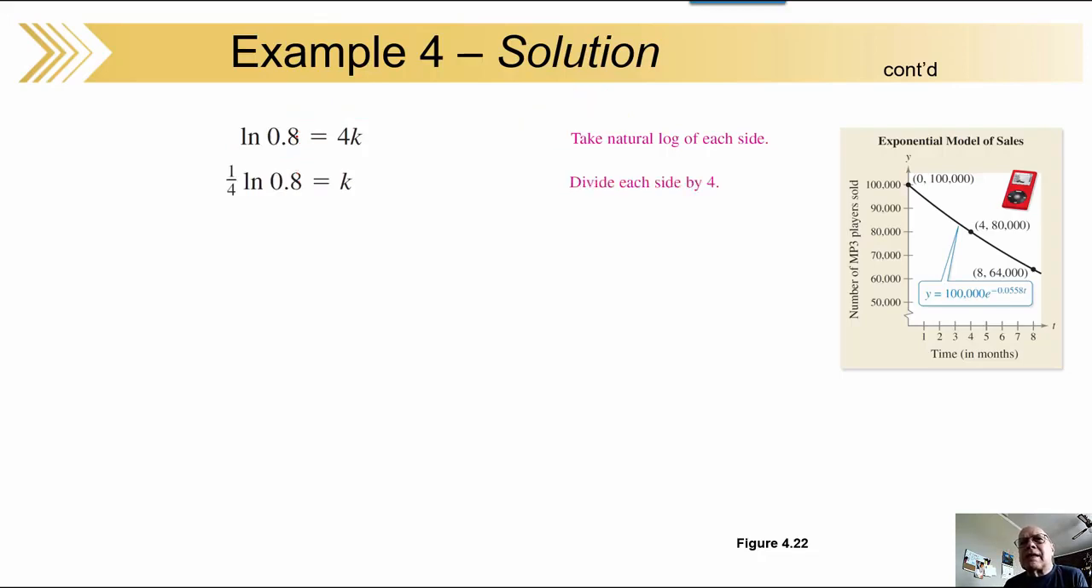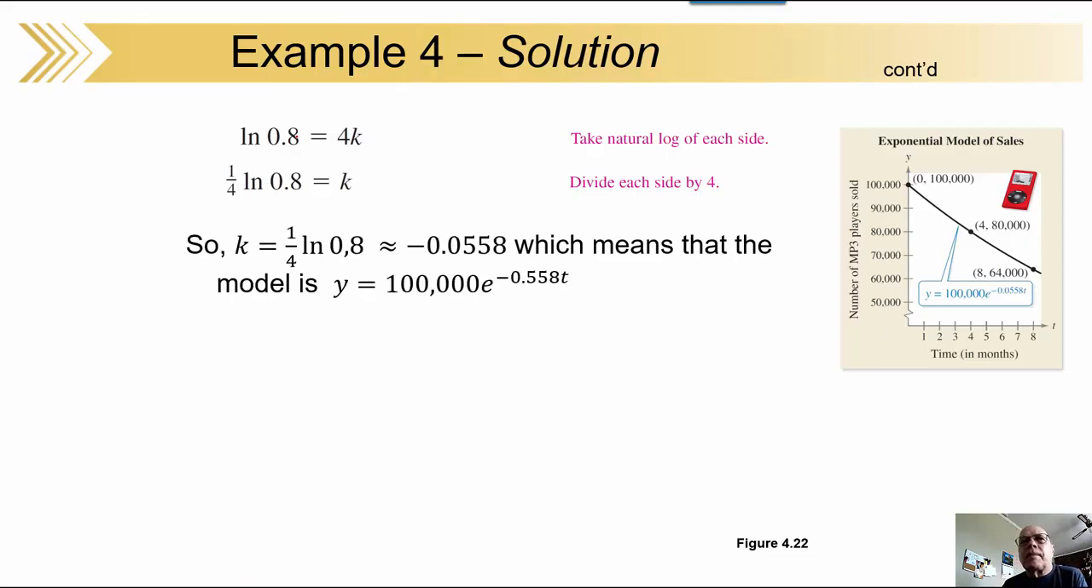So we multiply both sides by 1/4, or divide by 4, and there's our k. Hit the calculator, and there's our k: negative 0.0558. So the model, you have the c, you have the k, you've got your model. Now what did we need? We needed to know how many MP3 players we could sell after 4 more months.